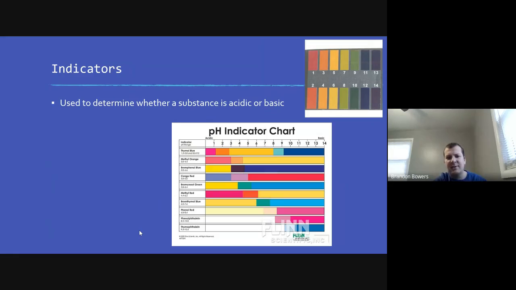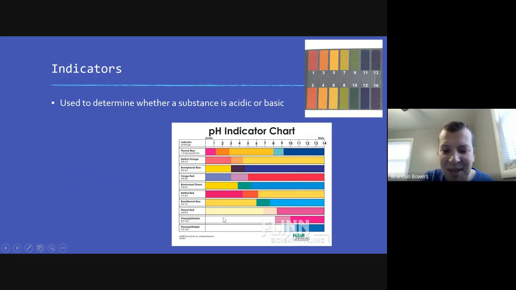Last slide. Here we go. Indicators. All right, so how do we know if something's an acid or a base? We use indicators or a pH tester. And if you look at some of these, this is universal. This is a lot of different types.